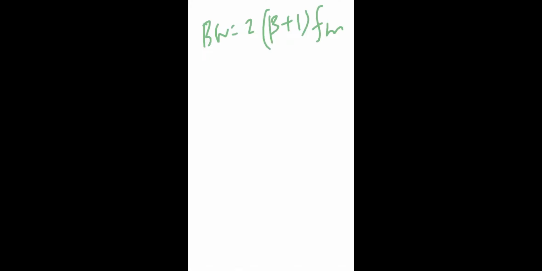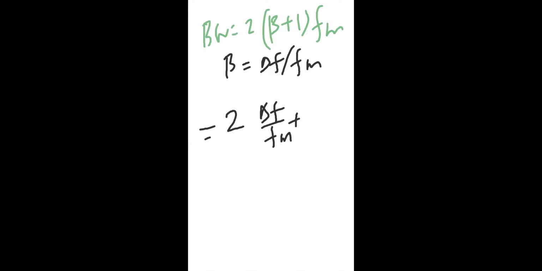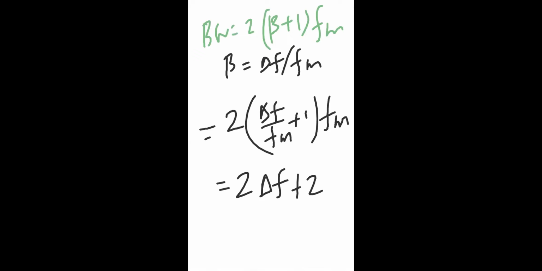Now you know what beta is. The beta value is del f divided by fm. Once you substitute beta, what happens? Del f divided by fm plus 1, times fm. So finally what you are getting is 2 del f plus 2 fm. In this way also they can mention the bandwidth.